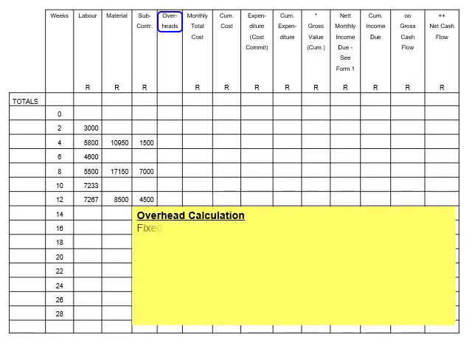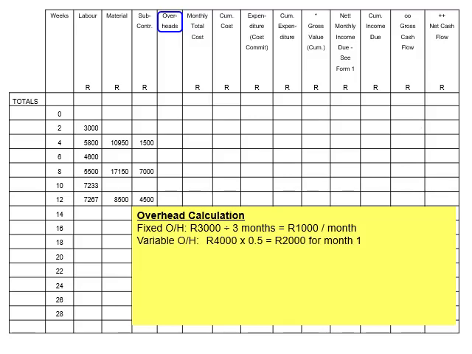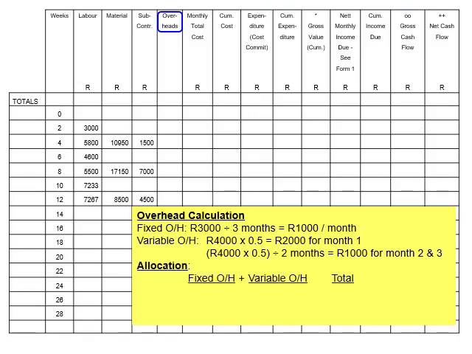For fixed overheads, if we have 3,000 Rand, which must be divided equally over 3 months, it follows that 1,000 per month will be allocated over 3 months. For variable overheads, if 50% of 4,000 Rand is allocated to month 1, then the amount to be allocated to month 1 is 2,000 Rand, and if the remainder 50% of 4,000 Rand is allocated to the last 2 months, it follows that 1,000 Rand per month will be allocated to the last 2 months. In order to allocate the 2 sets of overheads as one amount for each month, we need to add the different allocated amounts for the 3 months.